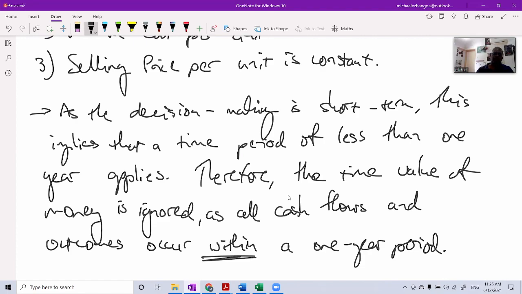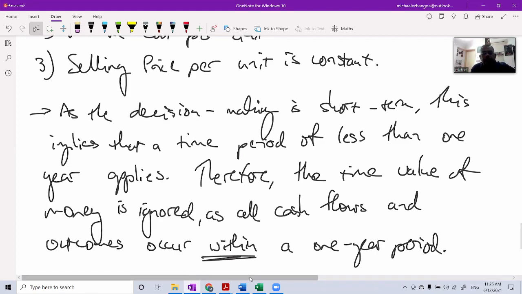Yeah, all the cash flows, all the outcomes, etc. It's all within 1 year, and that is why we apply this principle. All right, short-term decision-making principles. Can you follow? Right? Okay.